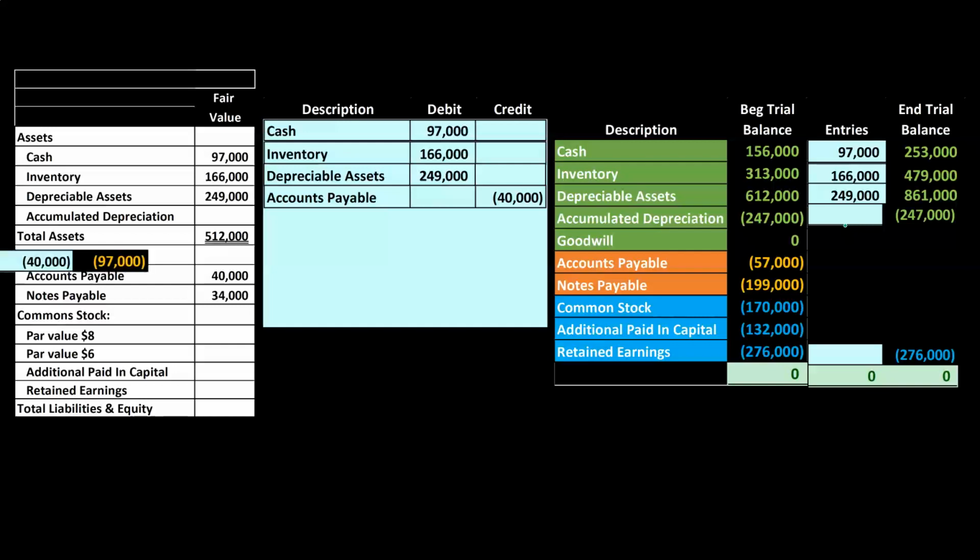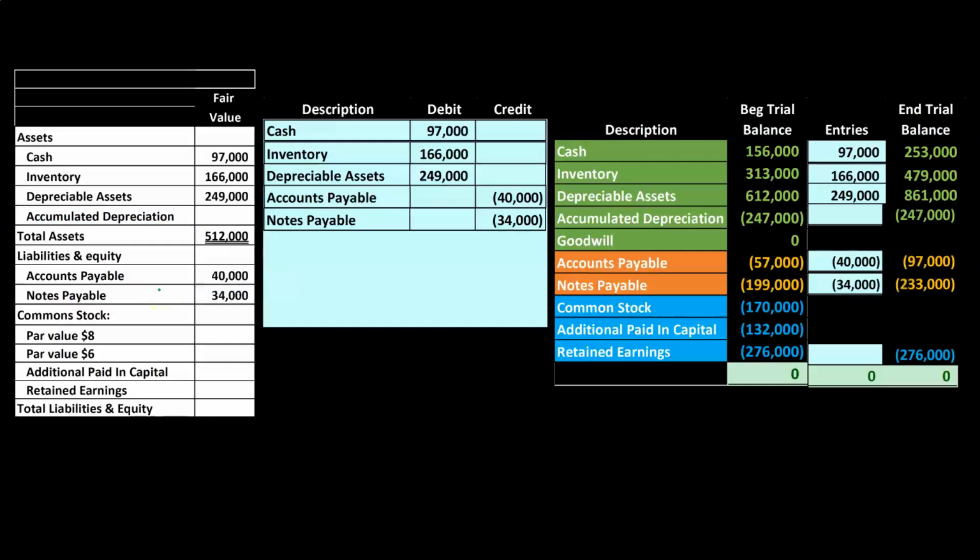Then we're going to go to the accounts payable. We're going to be adding those, meaning it's going to be a credit to increase the accounts payable. We were at 57,000 before, plus the 40,000 brings us to the 97,000. Then we have the notes payable, the 37,000. We're just pulling over this information from our fair value. That brings us up to the 233 from 199,000. Then we have the common stock that's going to be issued for the 67,200, and then the difference is going to go into the additional paid in capital.